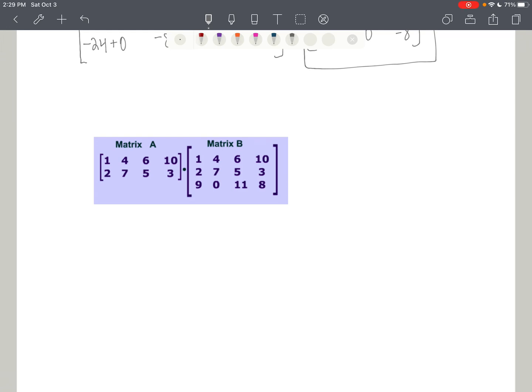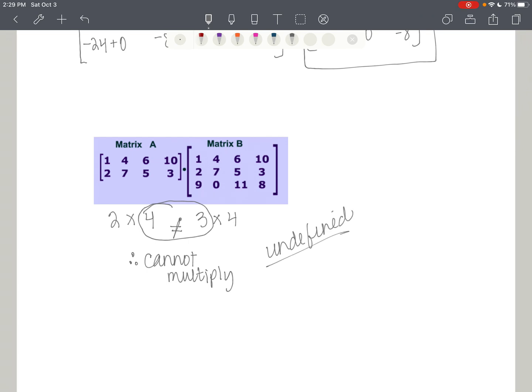Welcome back. I started with the fact that this is a 2 by 4, and this second one is a 3 by 4. These values are not equal. Therefore, you cannot multiply. So that was actually pretty simple, because you can't. This is what we would call undefined. So they say multiply, what is A times B? Your answer is undefined. Always make sure you check the sizes of the matrices first.